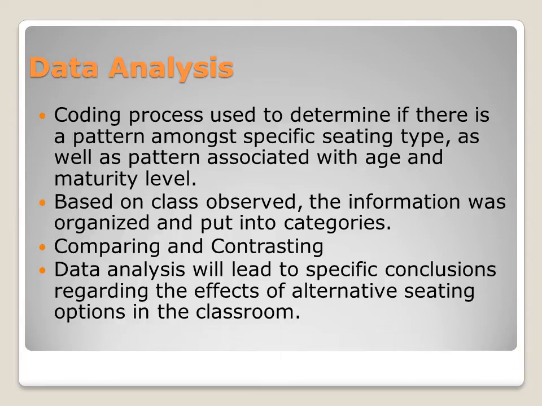My data analysis took place at the end of day 4 in order to refrain from early analysis. Summarization techniques were used in order to find categorization amongst both age groups associated with the study. While organizing the collected data, information was split into grade level, as well as traditional or flexible seating. Comparing and contrasting was used. Coding strategies took place in order to determine if there was a pattern among specific seating type, as well as a pattern associated with age and maturity level. Data analysis would lead to specific conclusions regarding the effects of alternative seating options in the classroom.